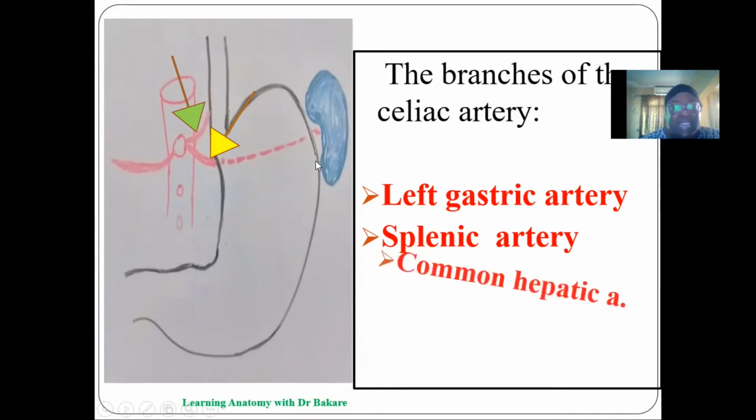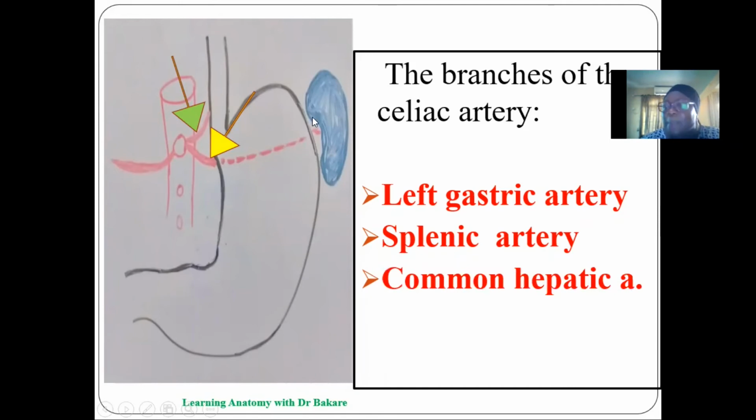Then we have the last branch of the celiac trunk, which is the common hepatic artery. This is the common hepatic artery. This artery gives off branches to supply the lower part of the stomach. I'll be putting up a lecture on the blood supply of the stomach. Please watch out for this.